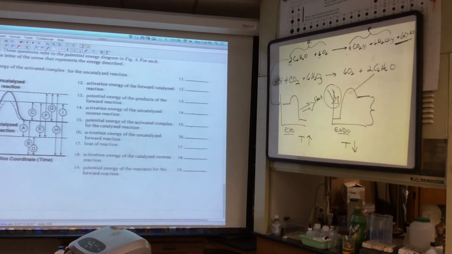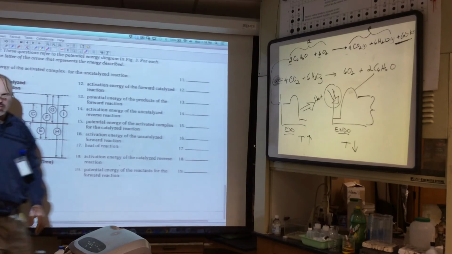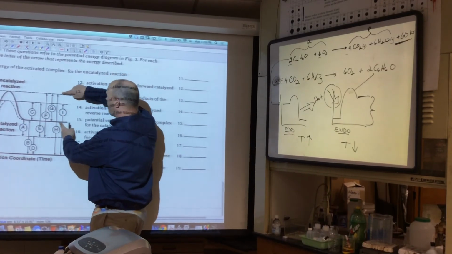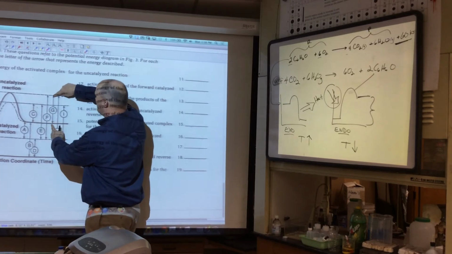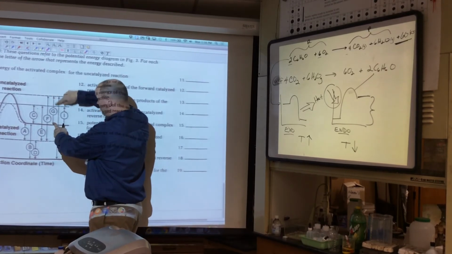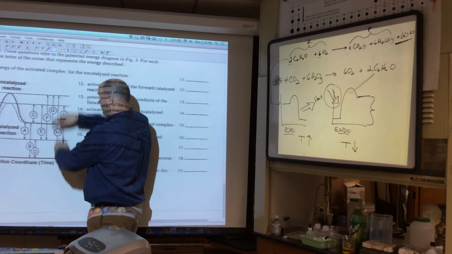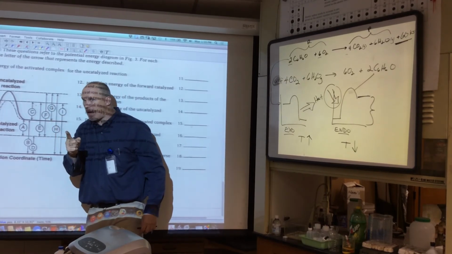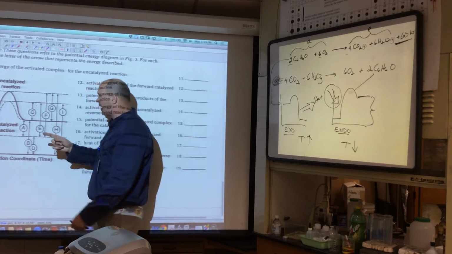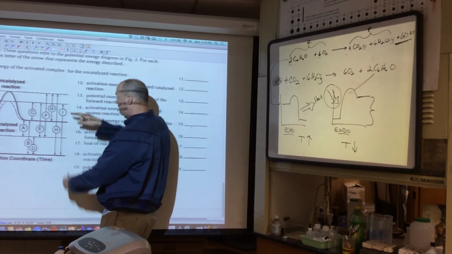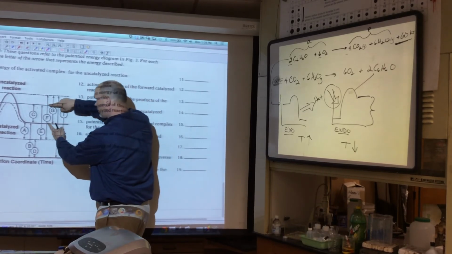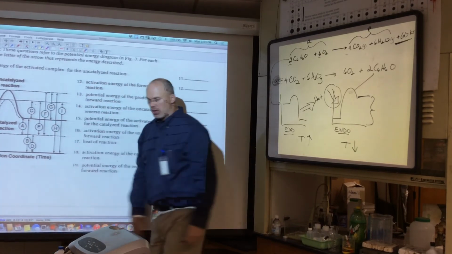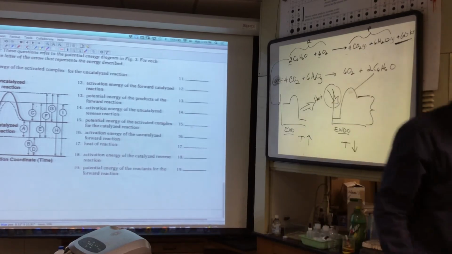Right. Good. If I wanted the reverse activation energy, again, unmedicated. Reverse activation energy. Good. All right. What if I wanted the uncatalyzed, unmedicated reverse activation energy? Unmedicated. Okay, so that's part of your work at home.